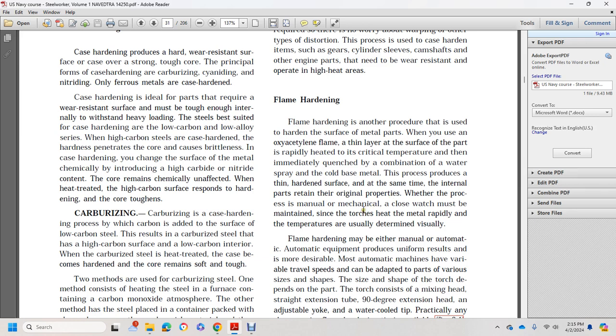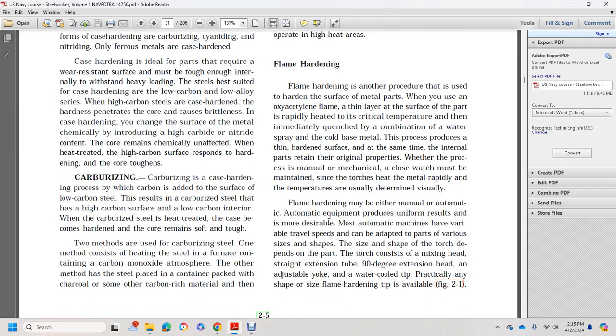Whether the process is manual or mechanical, a close watch must be maintained, as the torch heats the metal rapidly, and the temperature is usually determined visually. Flame hardening may be either manual or automatic. Automatic equipment produces uniform results and is more desirable than manual. Machines have various travel speeds and can be adapted to various sizes and shapes.